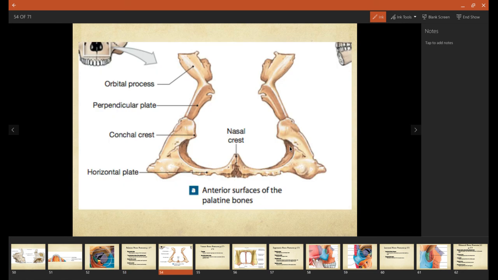So as we look at the palatine bone here, there's the horizontal plate right here, perpendicular plate going upward. The orbital process is coming to the anterior, and then going posterior is the sphenoidal process.